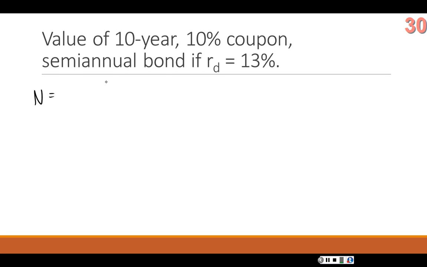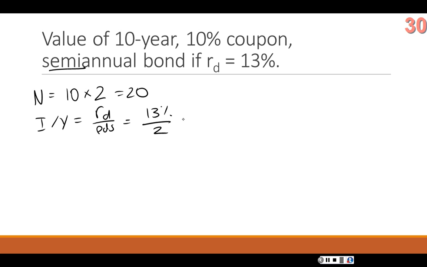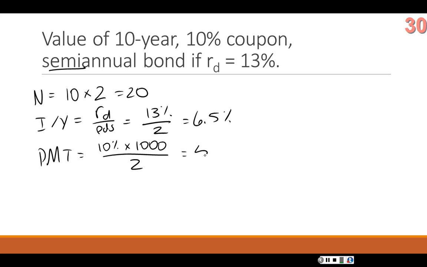So N is going to be equal to the number of years times the number of periods per year. And it's semi-annual, so that's 2. The interest rate is equal to the required return divided by the number of periods per year. So here that's 13% divided by 2 to get 6.5%. The payment is equal to the coupon rate times the face value divided by the number of periods per year. And so that's 50. The future value is still equal to the face value, and that's $1,000.